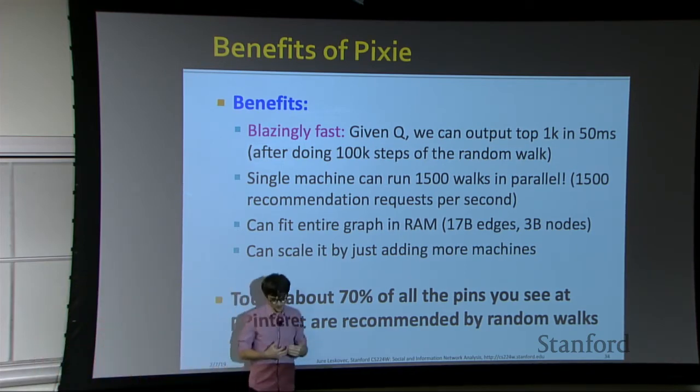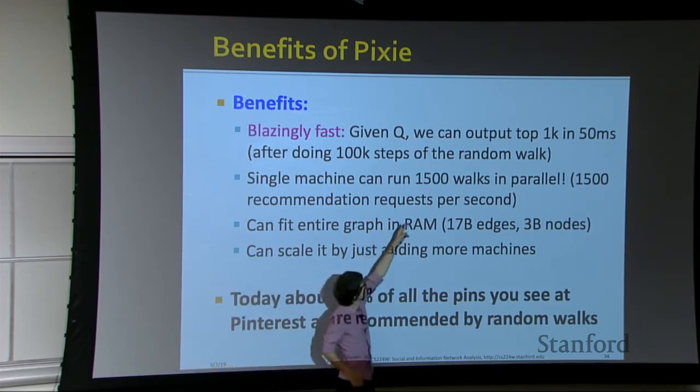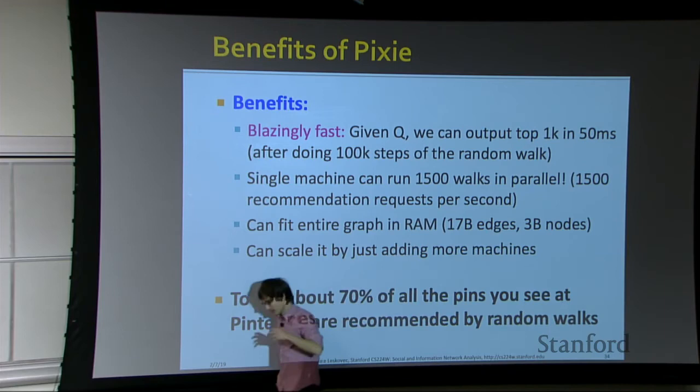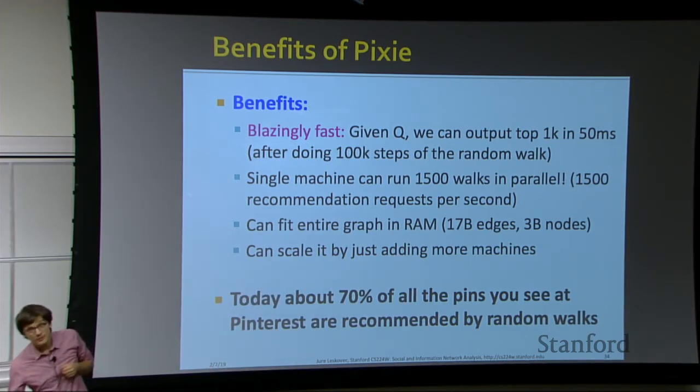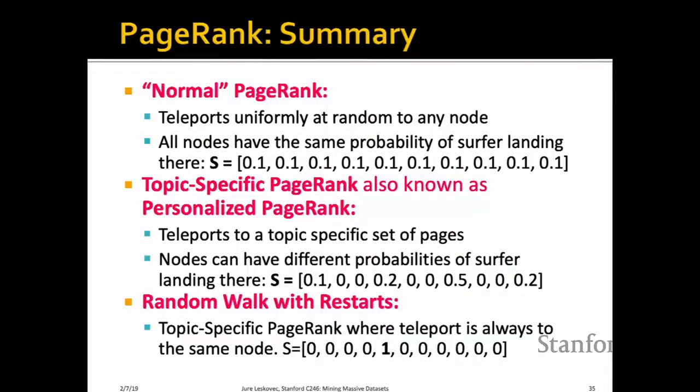And this is amazingly elegant because you just load the graph in memory and you can make a lot of recommendations per second at a very cheap price, right? So now let me summarize. What did we learn? We learned about three PageRank variants. We learned about the normal PageRank, where essentially the teleport set is all the nodes in the graph and the probability of landing is uniform across all the nodes in the graph. So this was called the normal PageRank.